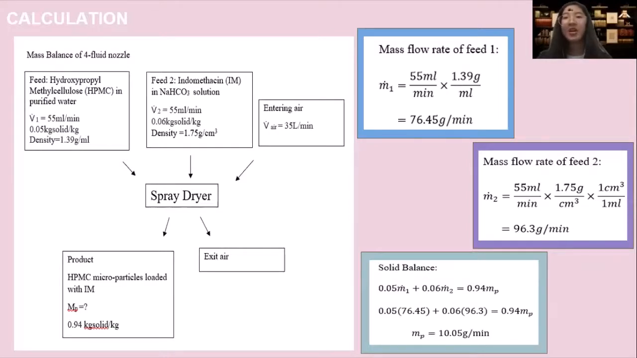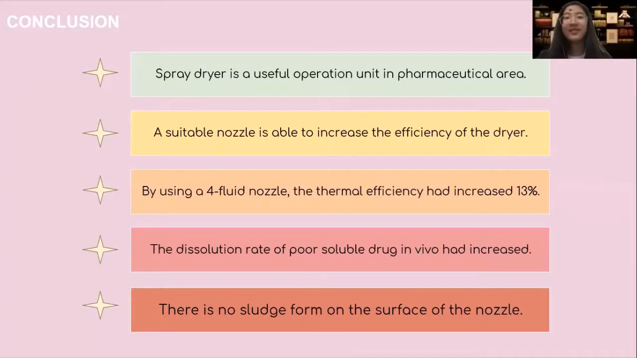So as a conclusion, the spray dryer is a useful operation unit in the pharmaceutical area. A suitable nozzle is able to increase the efficiency of the dryer, as we saw in our calculation. It has increased by 30%. The dissolution rate of poorly soluble drugs in vivo has increased, and there is no sludge formed on the surface of the nozzle. That's all for our presentation. Thank you.